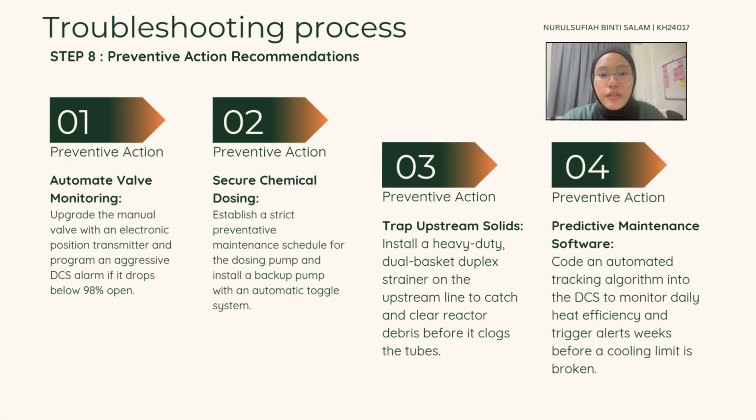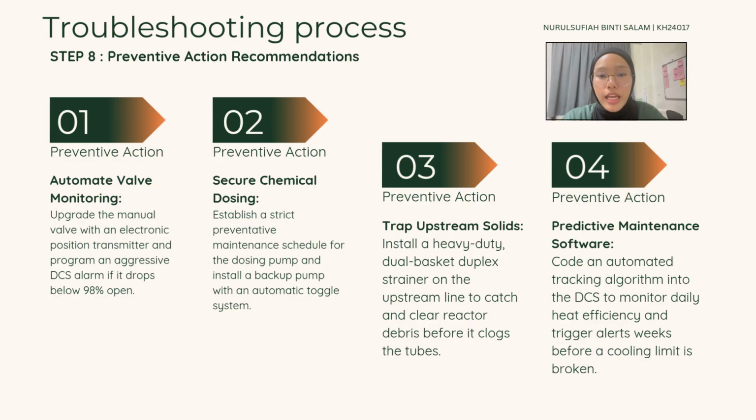First, automate valve monitoring. We will upgrade the manual valve with an electronic transmitter and set a DCS alarm if it drops below 98% open. Second, secure chemical dosing. We are setting a strict maintenance schedule for the dosing pump and adding a backup pump with an automatic toggle.